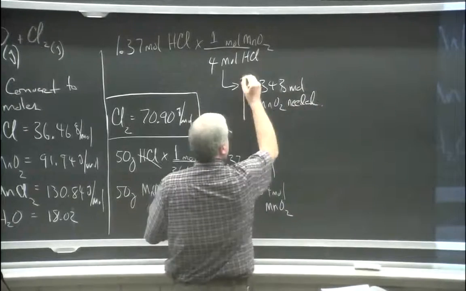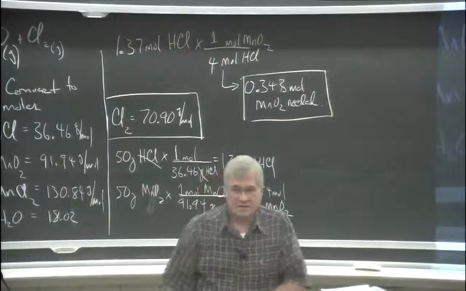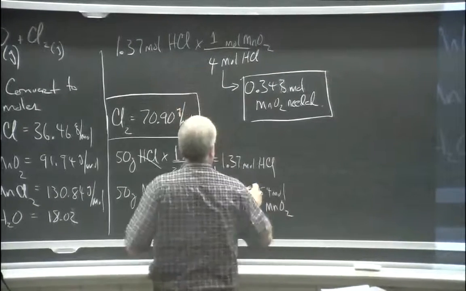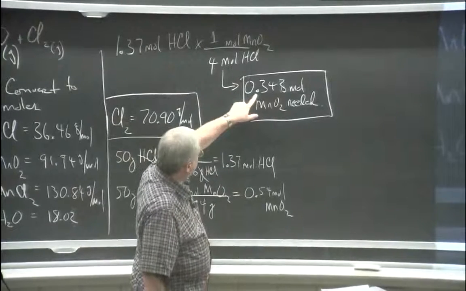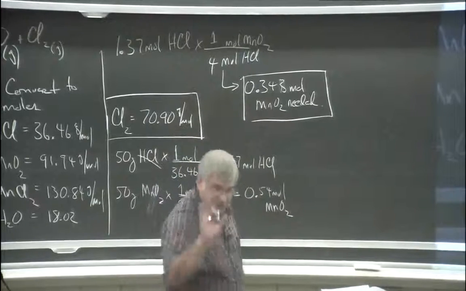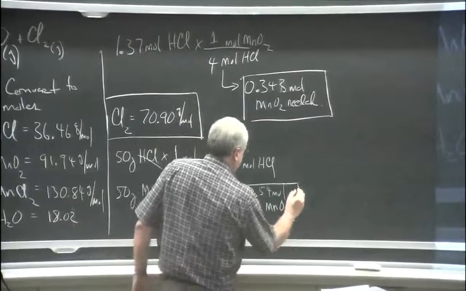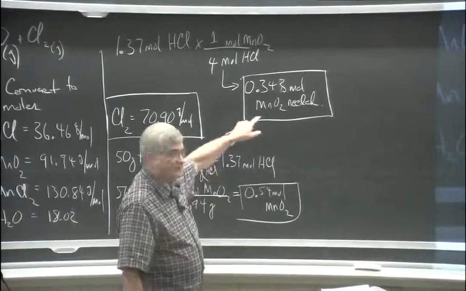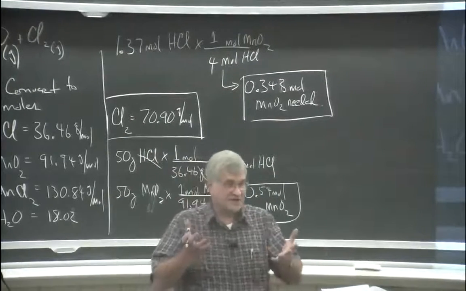Okay? Does everybody follow what I just did? Are you okay? Okay, good. All right, so let's look at this. With this many moles of HCl, which is what we're starting with here, we're only going to need 0.343 moles of MnO2. And check my answer to make sure I didn't hit a wrong key or something. Here's what we have, 0.54. We have more MnO2 than we need. Okay, therefore the MnO2 is in excess.